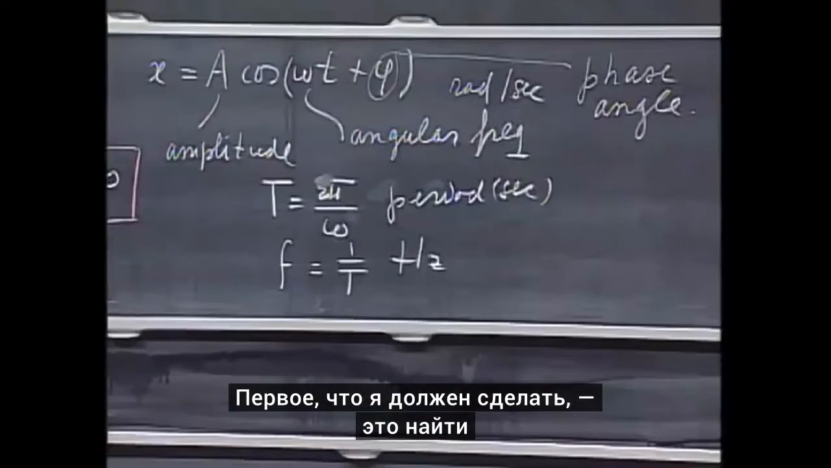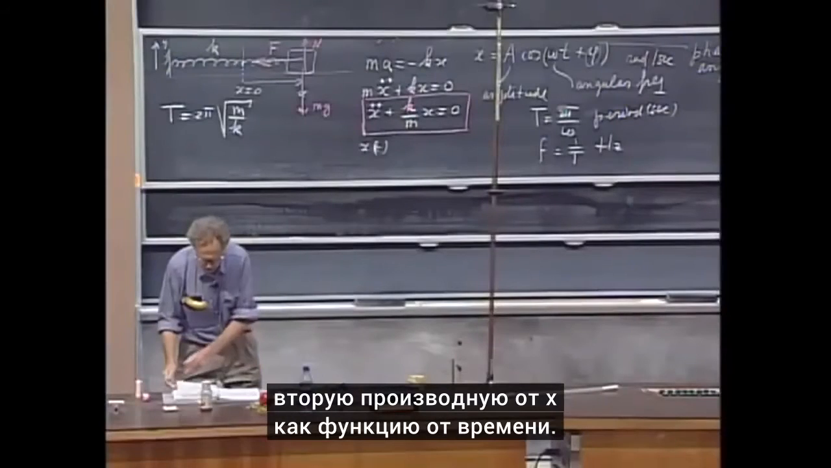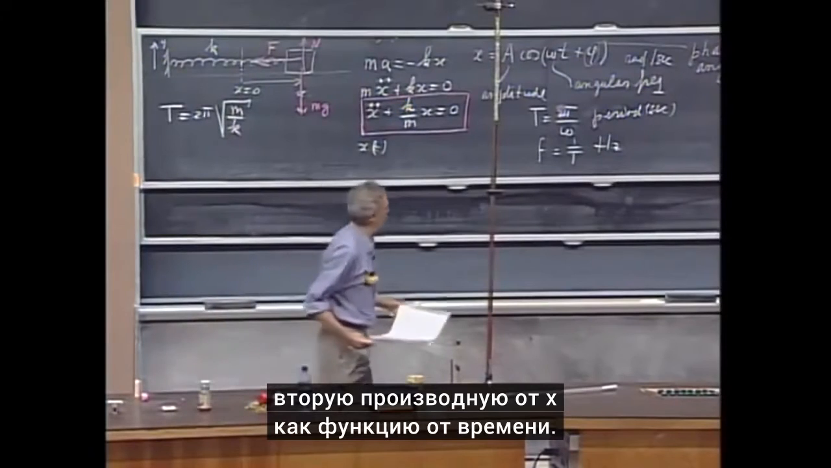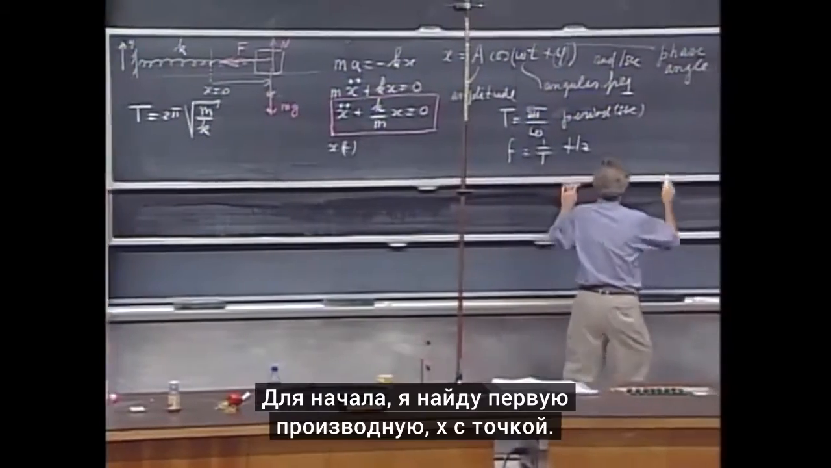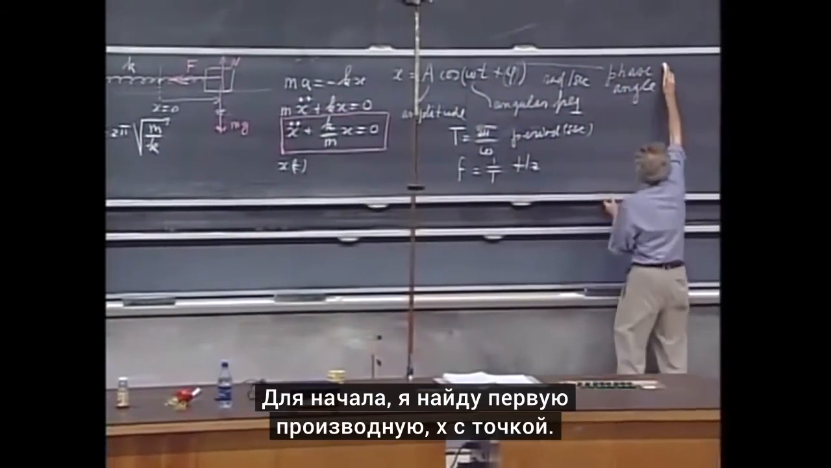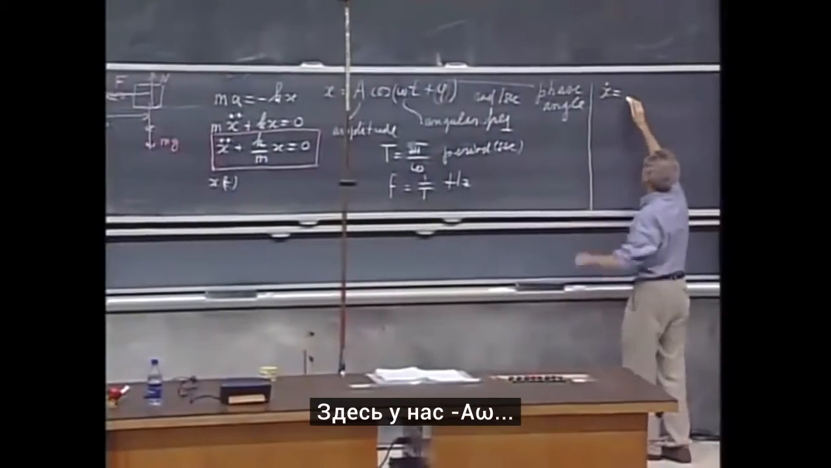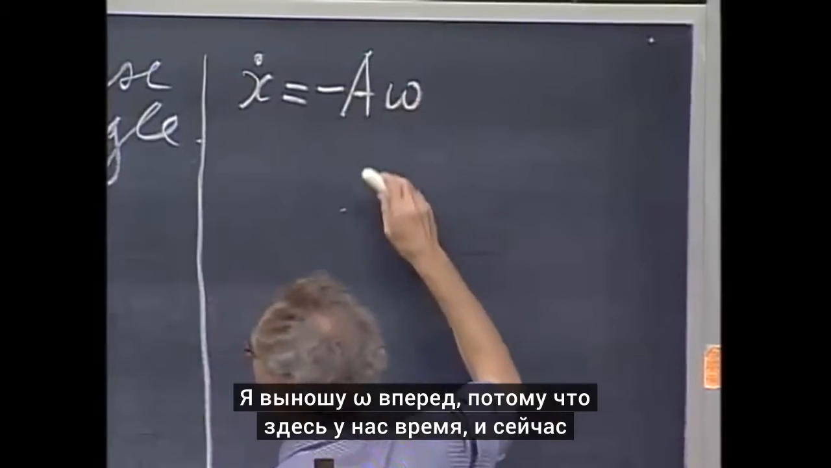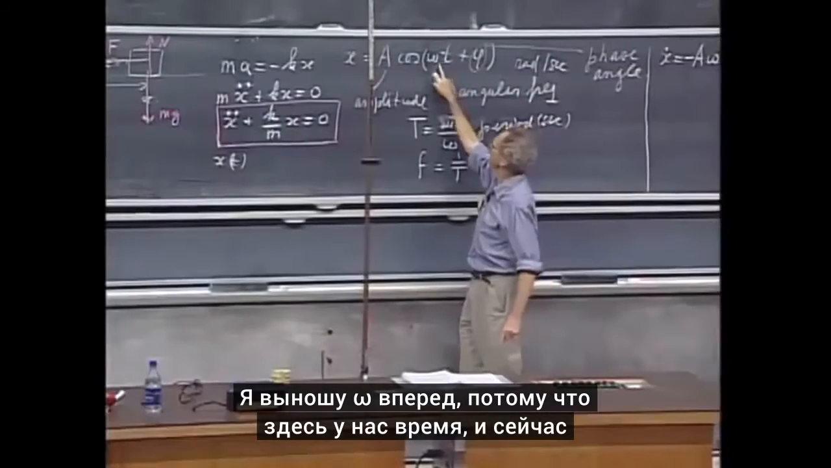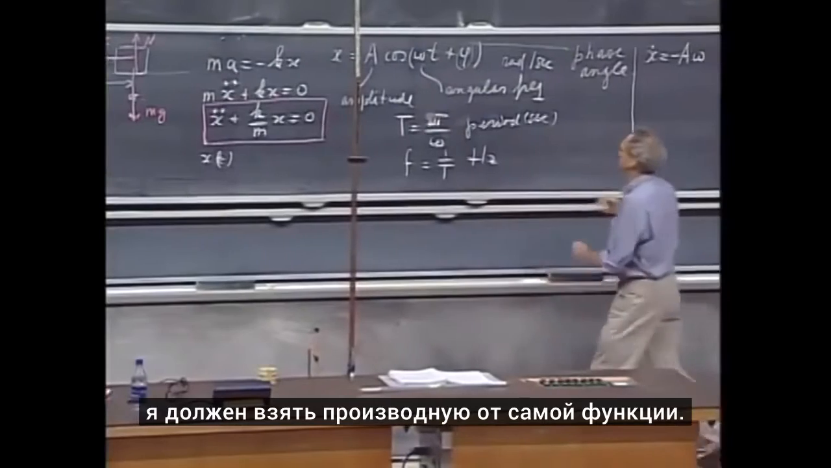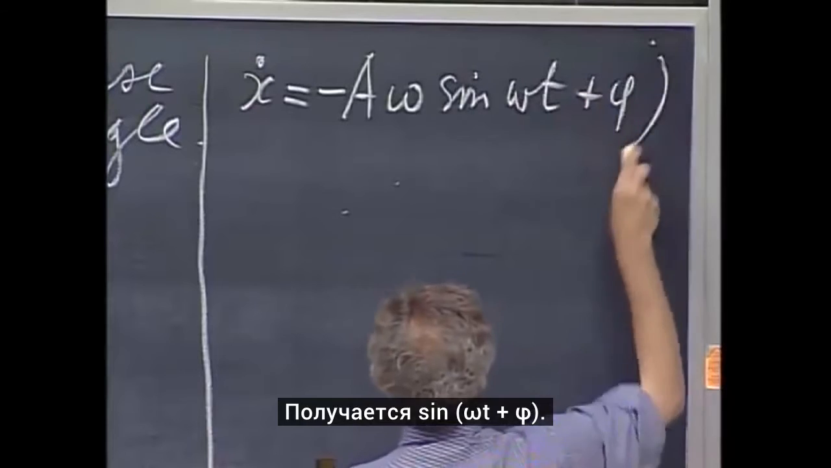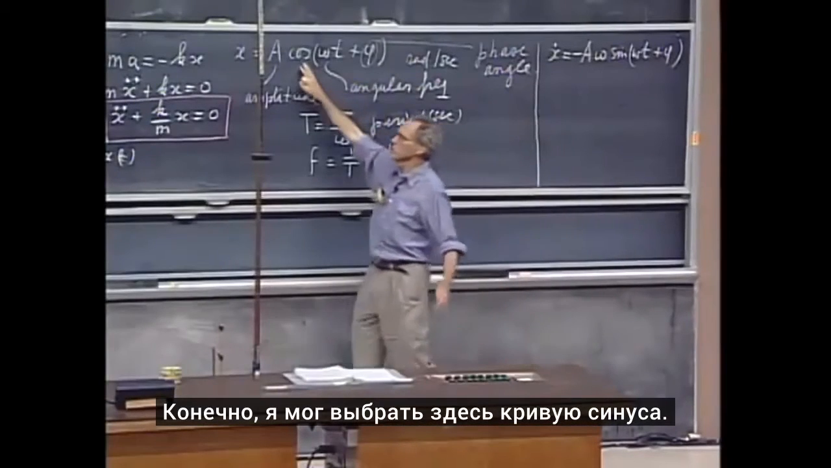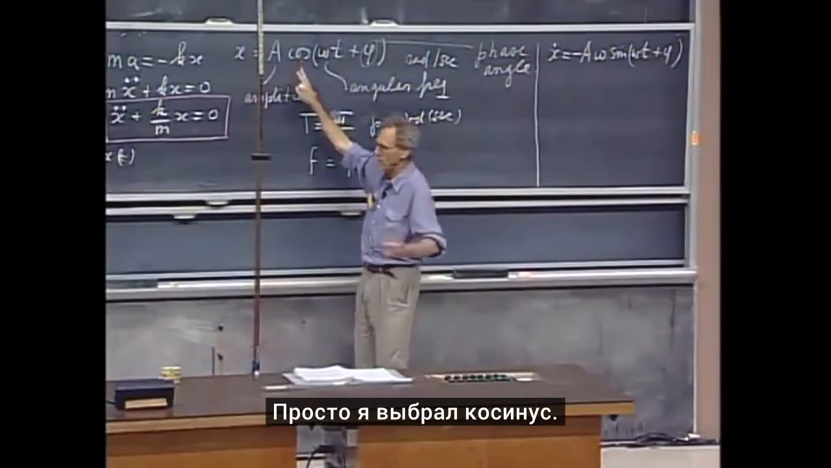So the first thing I have to do is find the second derivative of x as a function of time. Well, that's my function. I have here first the first derivative, x dot. That becomes minus A omega. I get an omega out because there's a time here, and now I have to take the derivative of the function itself, so I get the sine of omega t plus phi. Of course, I could have started off here with a sine curve. I hope you realize that. I just picked the cosine one.